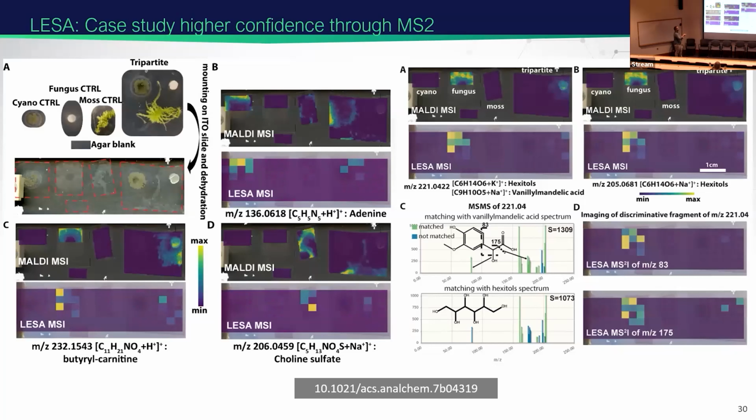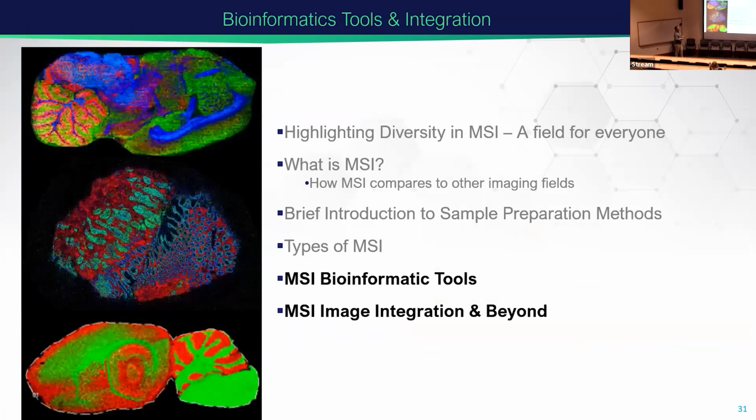And we can do very high confidence tandem mass spectrometry, or MS2, where we can actually match back up all of these different distributions, whether they're within cyanobacteria, fungus, moss, or these tripartites. And we can see that there's a broad chemical space where adenine can be detected within a couple of these and not detected in others, but we can start doing these molecular profilings within this. So that's really the brief overview of the types of MSI.